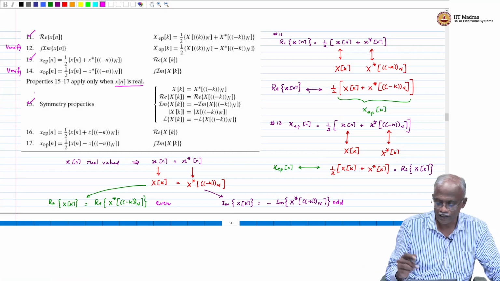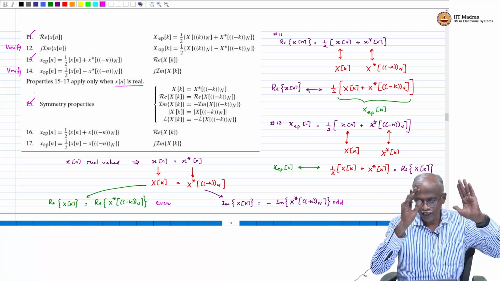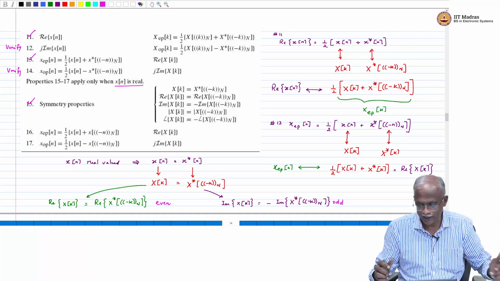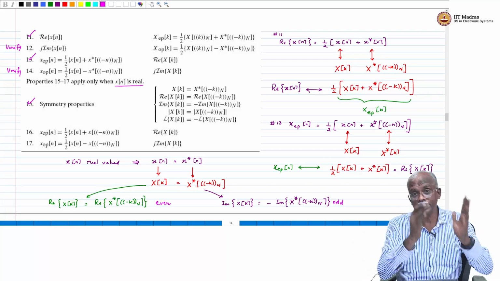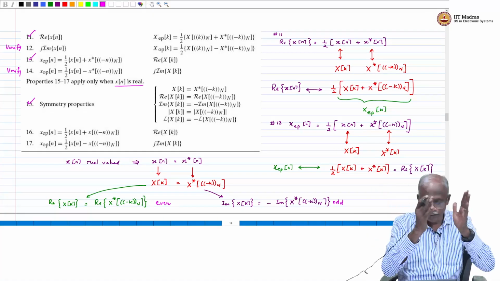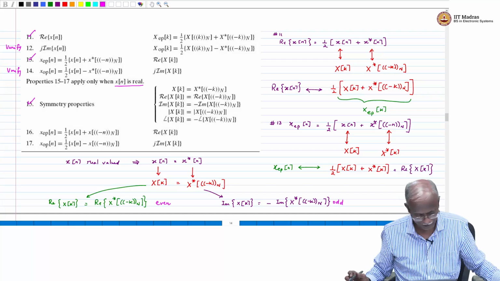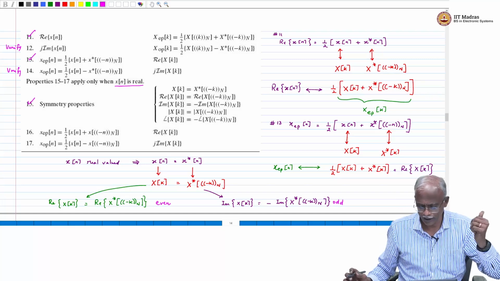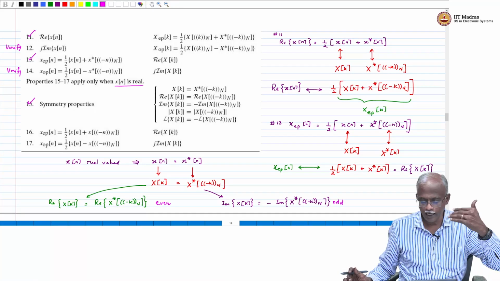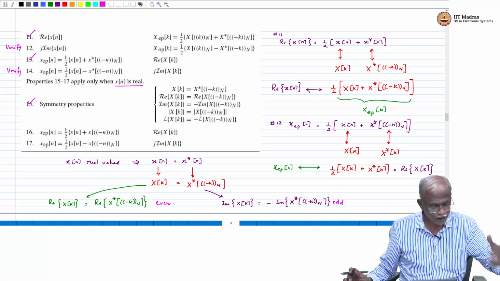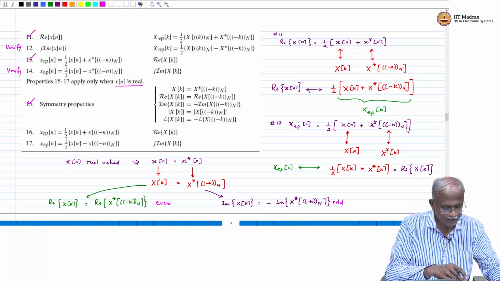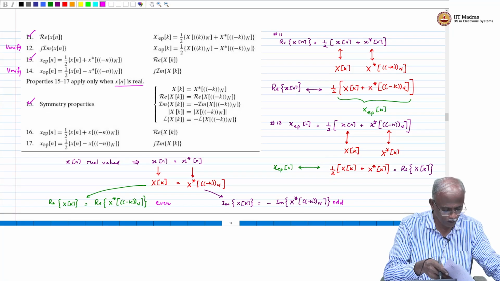So we have completed a discussion of the symmetry properties, and for the special case where x of n is real, we have also shown that the magnitude will be an even function and the argument will be an odd function. So this is an important set of results. I hope you will be able to verify it and use it as and when these results are required.